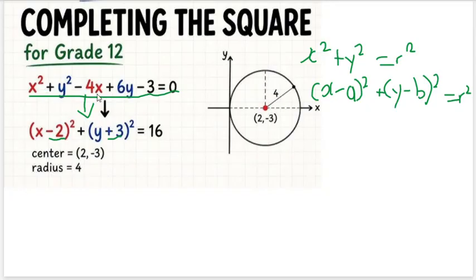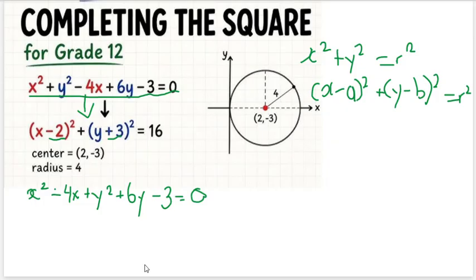the first thing we have to do is bring all the x's together. So we're going to say x squared minus 4x, bring it together, plus y squared plus 6y, minus 3 equals 0.